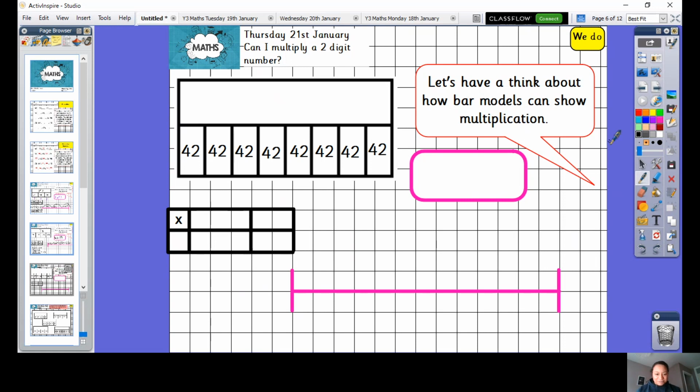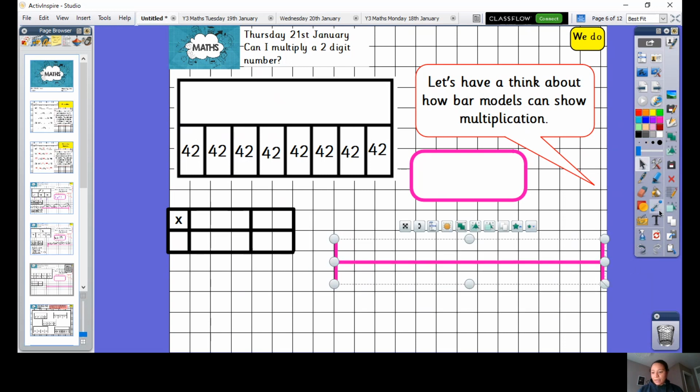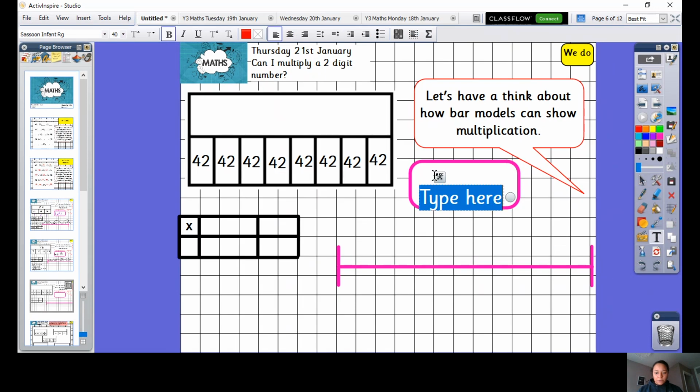Okay, let's try this one out together, shall we? So the calculation I'm doing, how many lots of 42 do I have on my bar model? I've got 1, 2, 3, 4, 5, 6, 7, 8. Okay, so I've got 8 times 42 here. So I'm just going to move this one out of the way again. So 8 times 42, that's the calculation I'm working on.